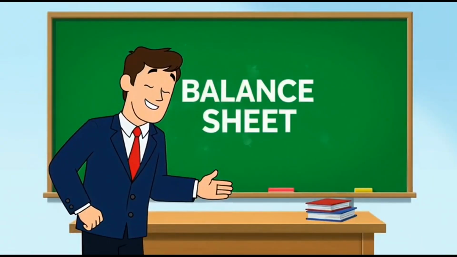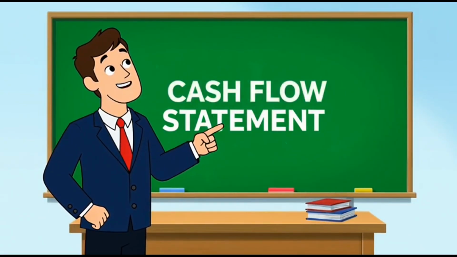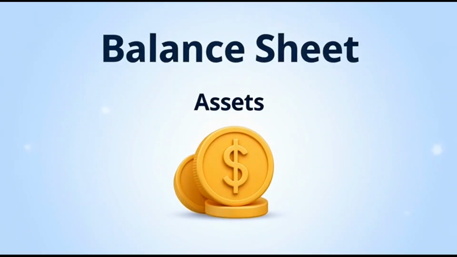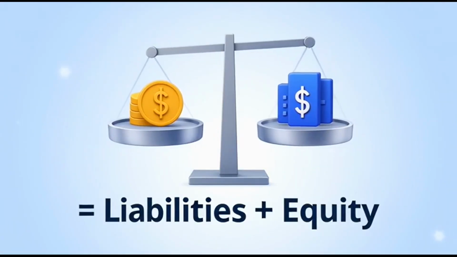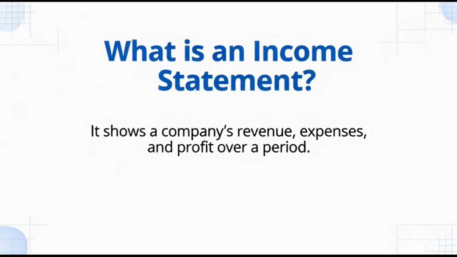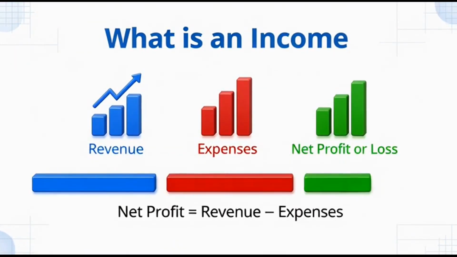First, the income statement. It shows if the business is profitable. And the cash flow statement tracks the movement of money. A balance sheet shows a company's financial position at a specific time. It balances assets, what is owned, with liabilities and equity. An income statement shows a company's financial performance. It details revenue, expenses, and the resulting net profit. Net profit equals revenue minus expenses.